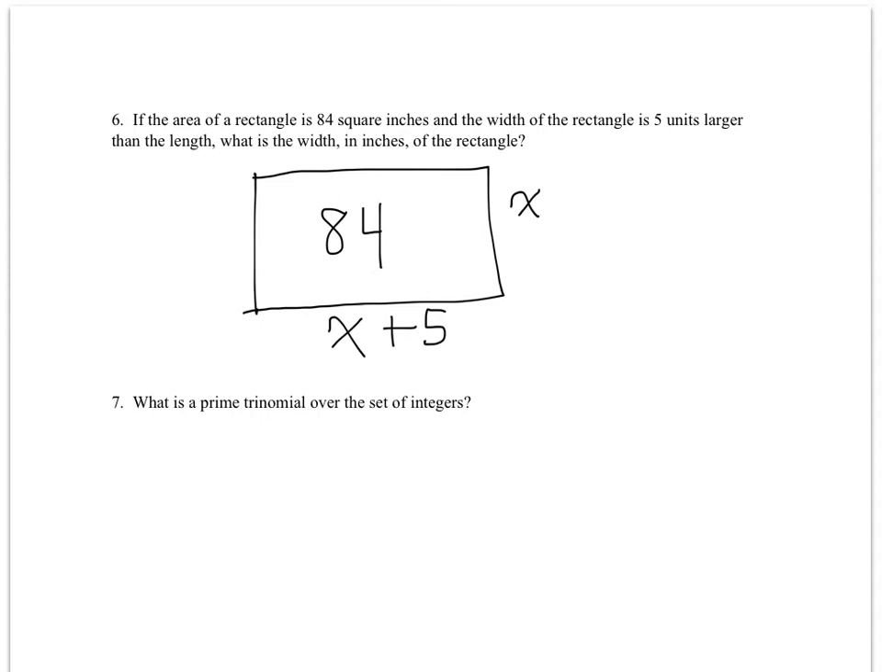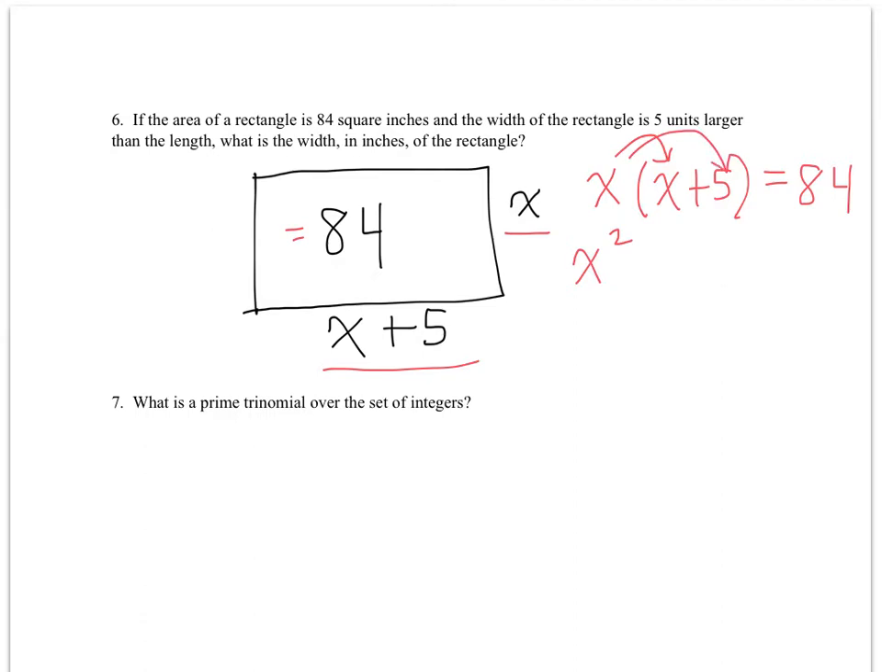Before you can solve for x, you need to actually multiply the length and the width and set it equal to 84 because that is the area. So you have x times the quantity of x plus 5 equals 84. When you multiply these, you get x squared plus 5x equals 84.